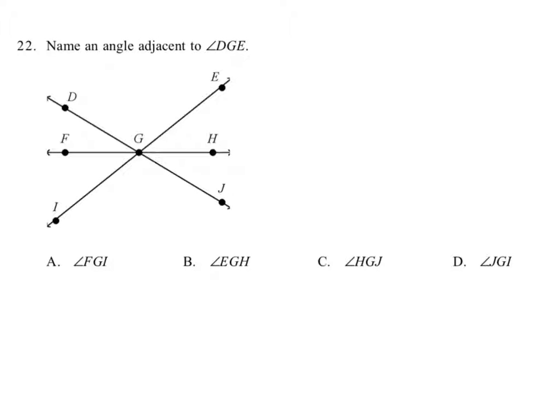Okay, name an angle adjacent to DGE. DGE is right here. D to G to E. And what do we know about adjacent angles? Well, you might want to look this term up if you don't know it. You're not going to be given the term adjacent. You need to know what it means.